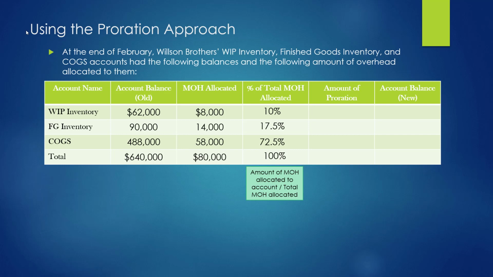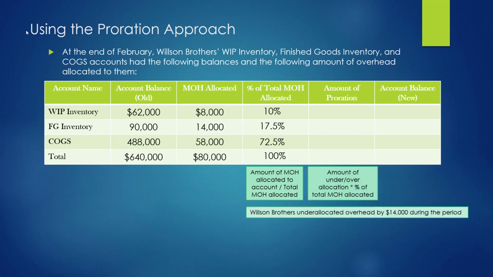Well, we know how much we missed by. Again, we allocated $80,000 during the period, and we know that we were $14,000 too light. We underallocated by $14,000. We should have an extra $14,000 in all of our accounts for the stuff that we did in production, and it's not there. So we need to spread that $14,000 out. How are we going to spread it out?